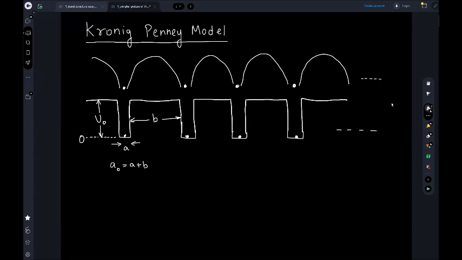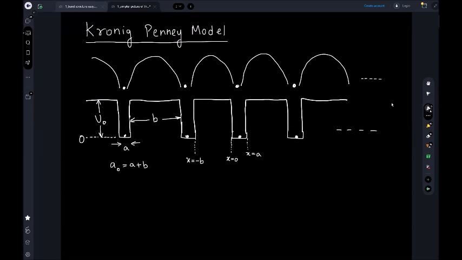So A naught is defined as A plus B, and let's say we will define our origin here. So this is x equals 0. This is x equals A. So this will be x equals minus B. I want to remind you that this is a periodic structure. So this width is A and this length is B. And so this is also A, this is again B, this is A, and this is again B, and so on. This goes on till infinity.